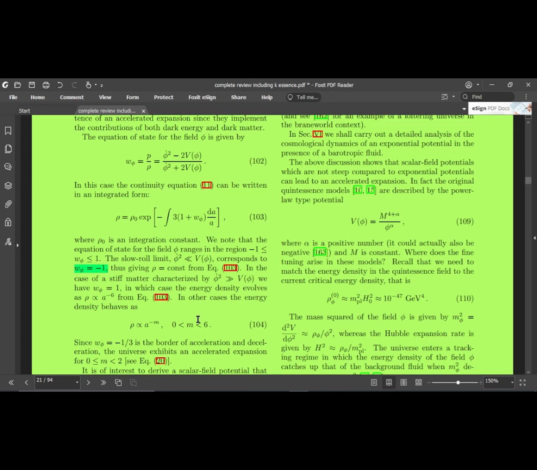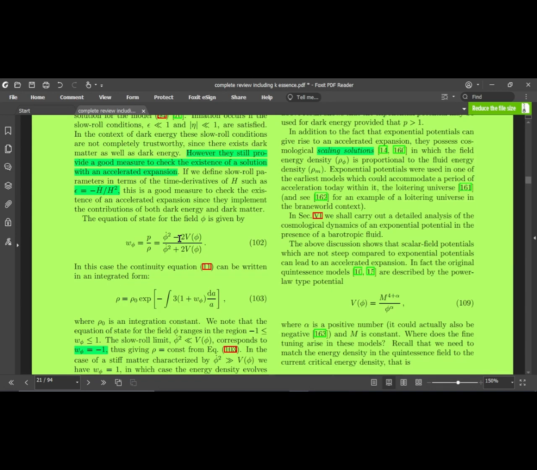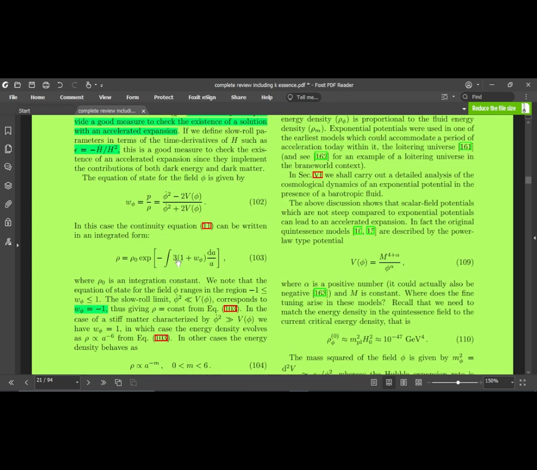That is a very interesting thing. Hence, because of this, rho is very much constant, from equation 1 of 3. From the continuity equation, rho dot plus 3H times rho plus p is equal to 0, and if we write the integration form, rho is equal to rho 0 times exponential of minus the integral of 3 into 1 plus omega phi dA over d phi. Now if you assume omega phi is equal to minus 1, then we have exponential to the power 0, which gives rho equal to rho 0, which means that it is constant.